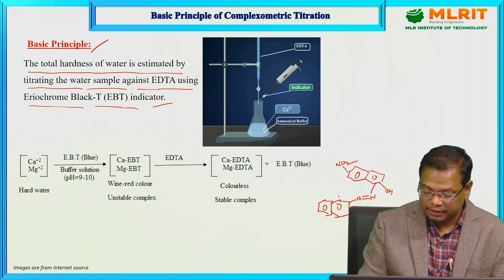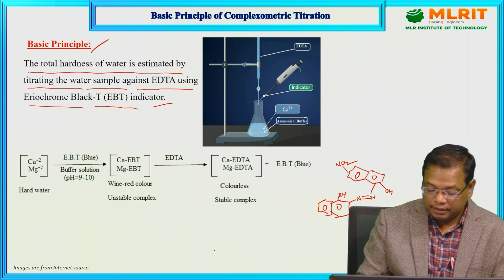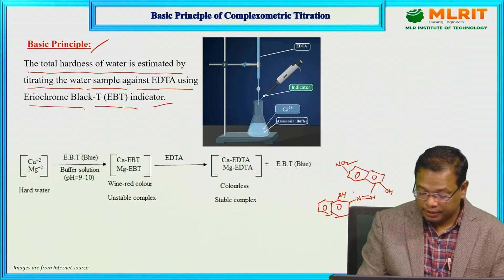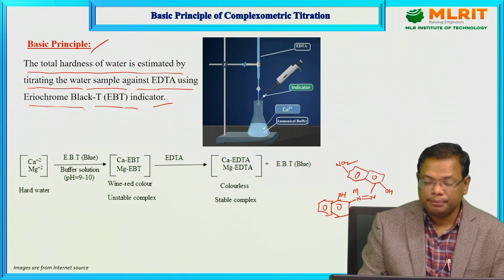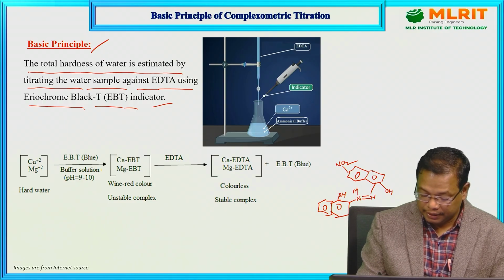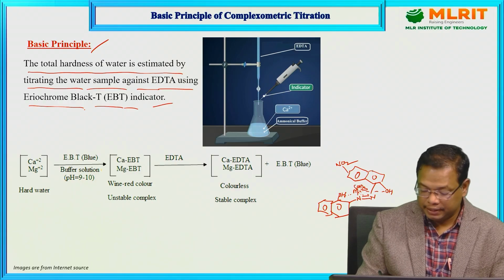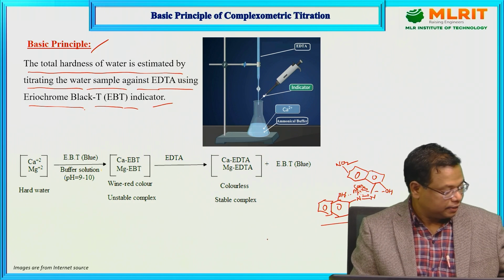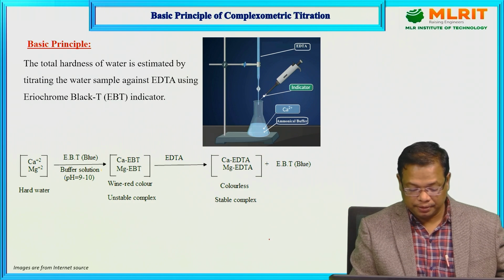The EBT structure is like this. Generally, Eriochrome Black T forms a complex with the metal ions, with calcium and magnesium. Like you can see here, this complex will be formed. It's a weak complex, which is not strong.